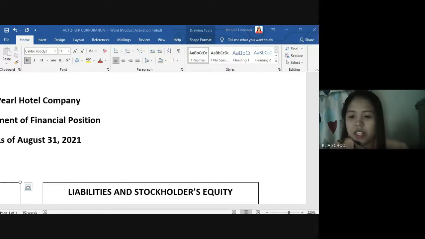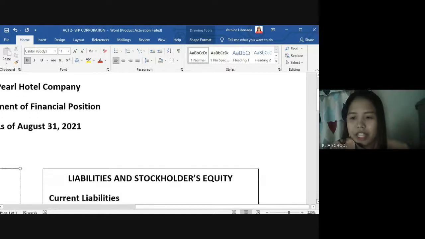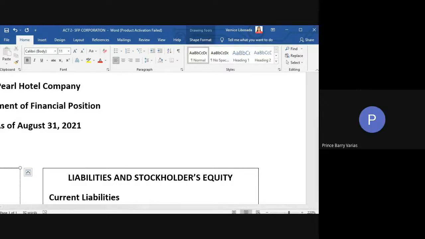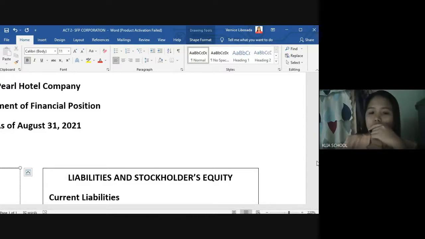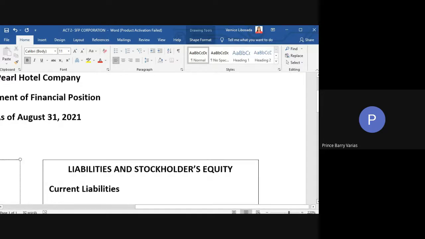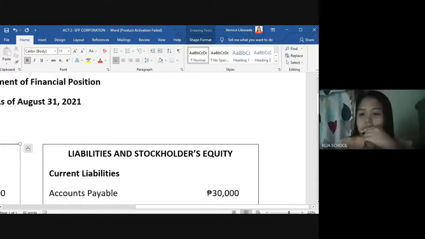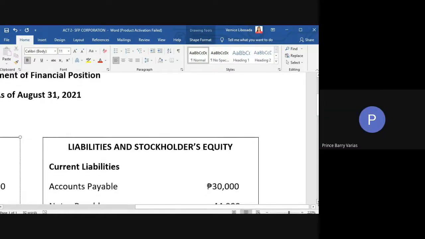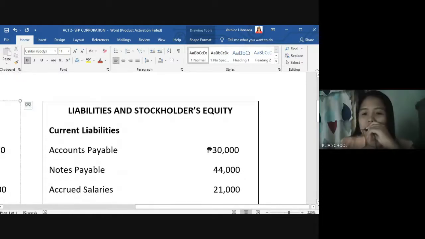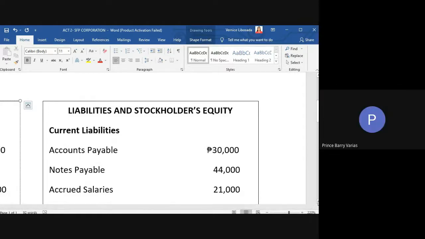Start tayo sa ating current liabilities. What are the current liabilities that we have recorded there? Prince, can you kindly enumerate? Lahat po, Chair. Yes, Nak. With their amounts po. Yung mga current liabilities po is accounts payable po, 30,000 po. Tapos notes payable 44,000 po. Tapos accrued salaries po, 21,000 po. Okay, 21,000. So, meron pa ba, Prince? Wala na po. Okay, very good.